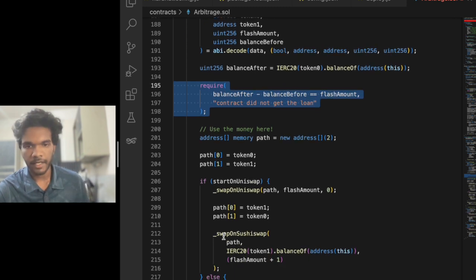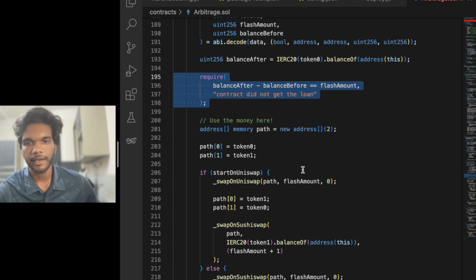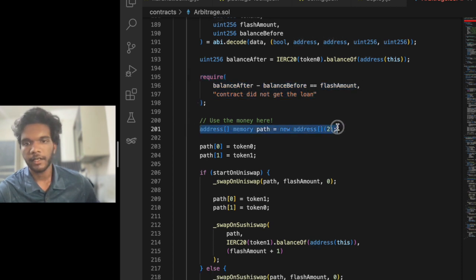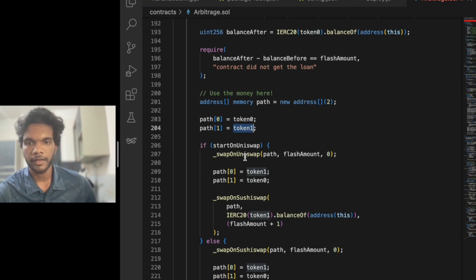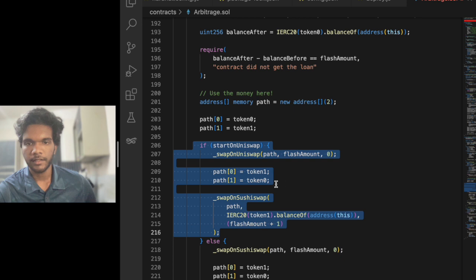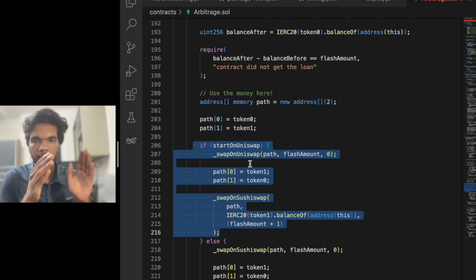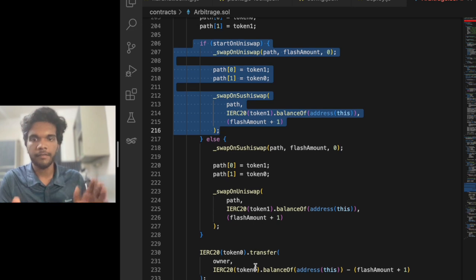And here comes the arbitrage. So we're going to make an array of length 2. The first element is going to be token 0 and the second element is going to be token 1. So there are two cases. This is for first swapping at Uniswap and then SushiSwap, and inside the else statement, first SushiSwap and then Uniswap, right?